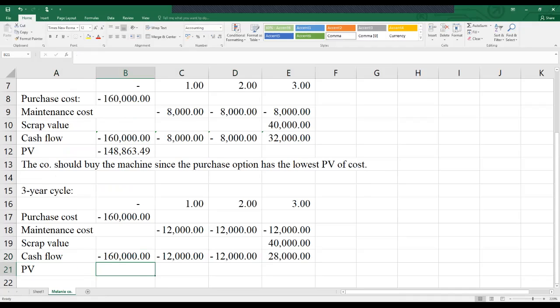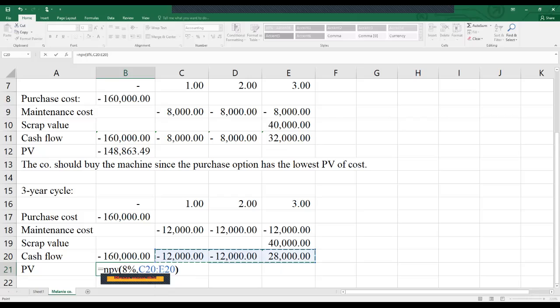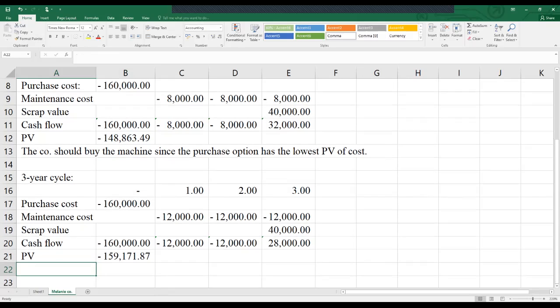The present value of the cash flow will be equal to the NPV. We discount at the current cost of capital, which is 8%, from year 1 all the way to year 3. Minus 160, and you get negative 159,171. That's the total present value cost.